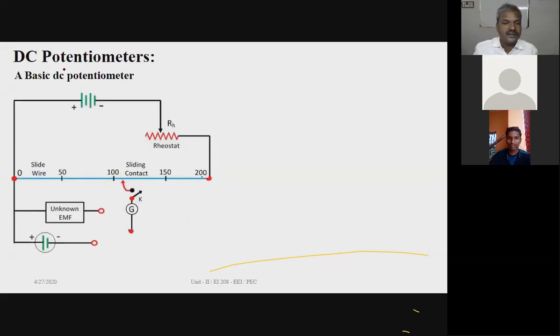So this is a basic potentiometer circuitry. As I told you earlier, it has one primary circuitry. This is the primary circuitry. This circuit is the secondary circuitry.